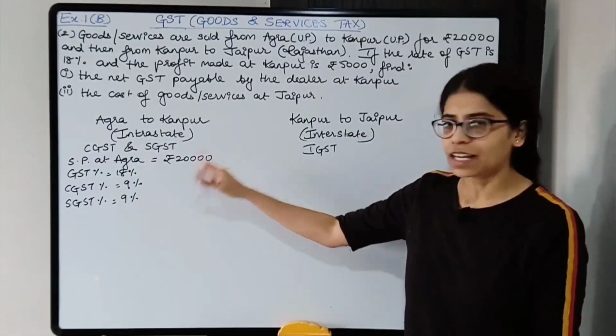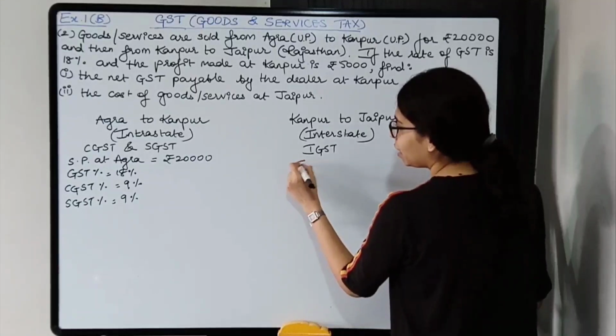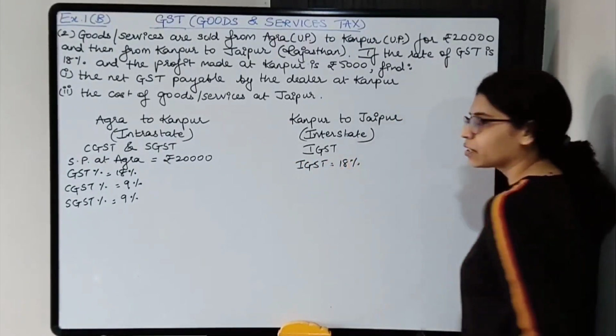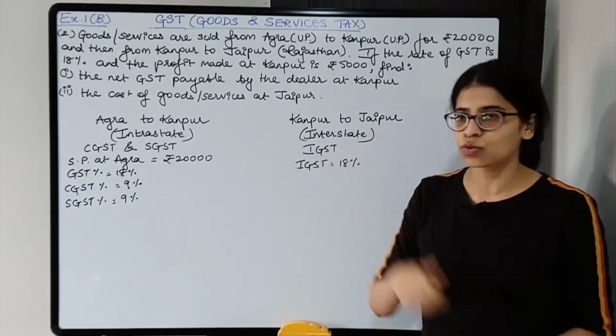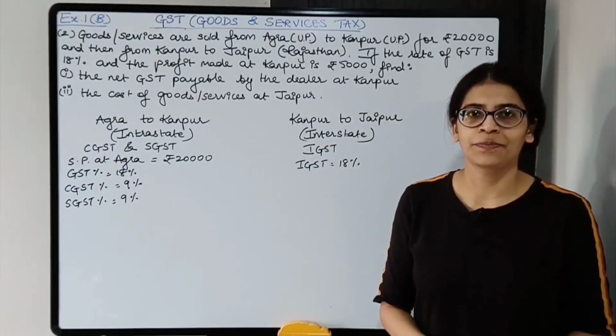And GST you always calculate on selling price. All right. Here IGST will be equal to 18%. It is the total GST. Here there is no splitting. Profit made at Kanpur is 5,000 rupees.